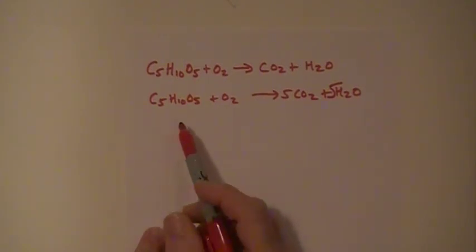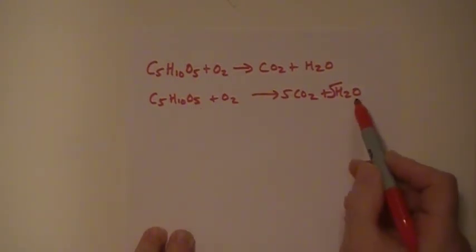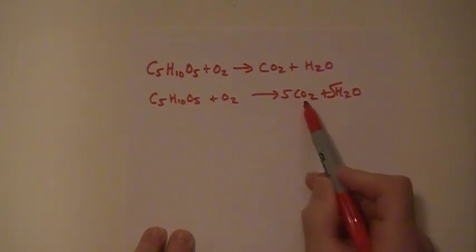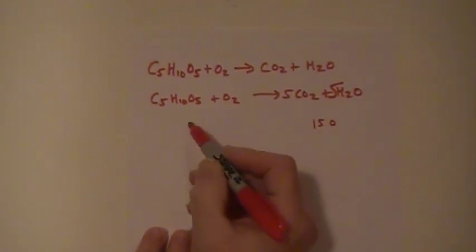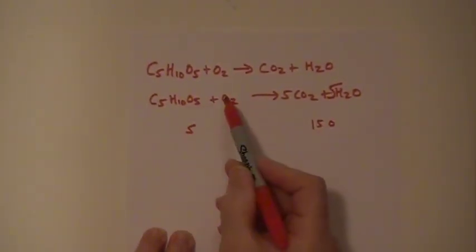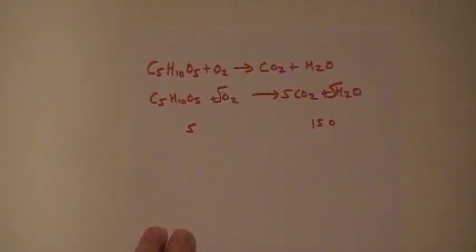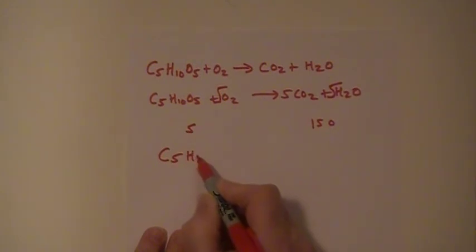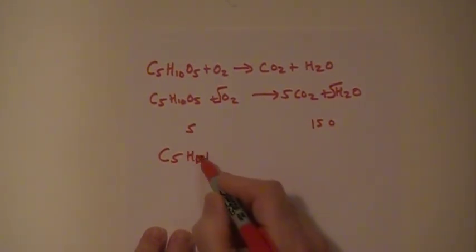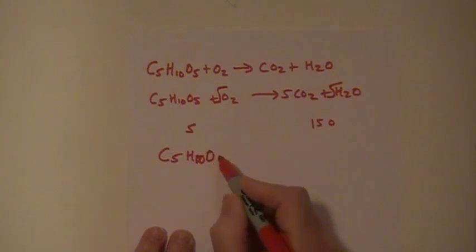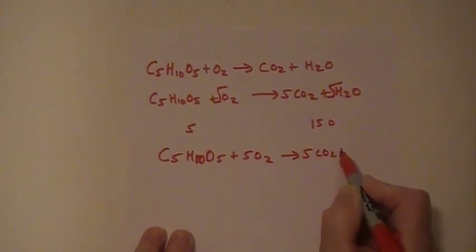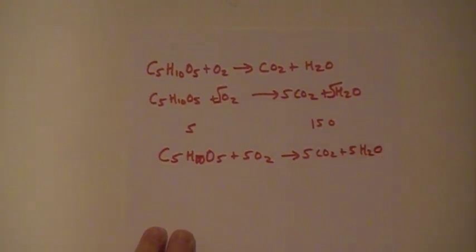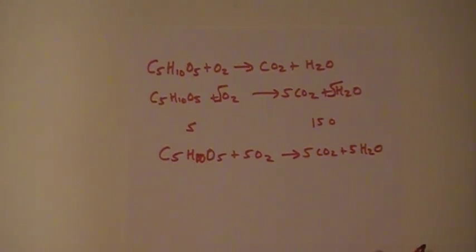Now, let's balance the oxygens. There are 5 here. There are 10 in this molecule, so there are 15. There are 15 oxygens on this side. Here are 5. And so to get 10 more, we need to put a 5 in front of that. And so our balanced equation would be C5H10O5 plus 5 oxygens yields 5 carbon dioxides and 5 water. And that's pretty much all there is to it in balancing equations.